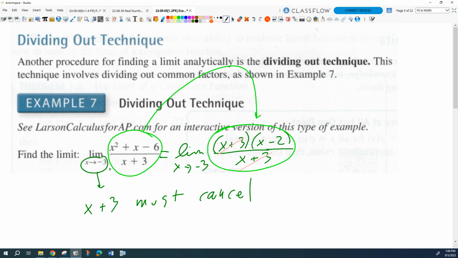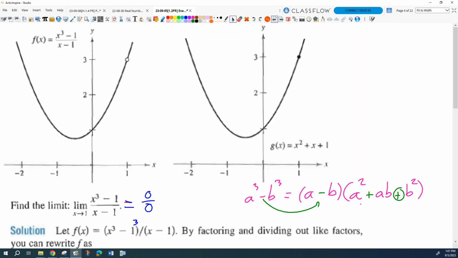And now we just end up with the limit of x minus 2 as x approaches negative 3. And now finally, we can evaluate the limit and be done. And we get negative 3 minus 2, which is negative 5. Good? Okay, congratulations. You just evaluated your first limit analytically. There you go. Okay. So let's go back and let's look at this example that we skipped over.